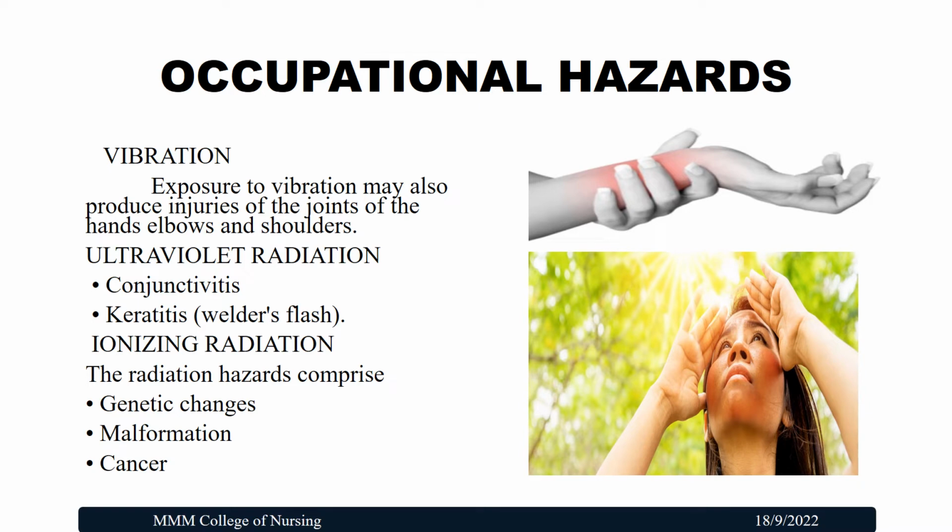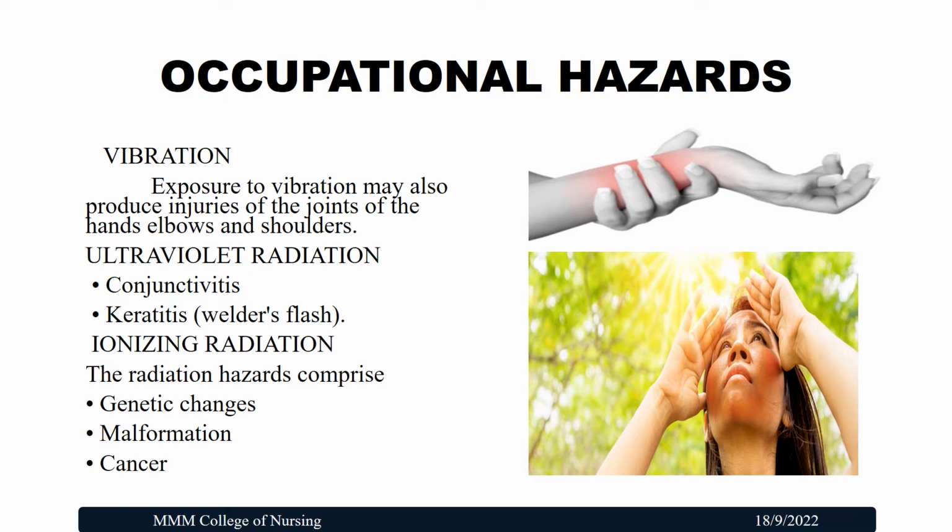Occupational hazards of vibration: exposure to vibration may also produce injuries of the joints of the hands, elbows and shoulders. On exposure to ultraviolet radiation, the person may develop conjunctivitis and keratitis, otherwise called welder's flash. Usually in the welding field they get this kind of issue.